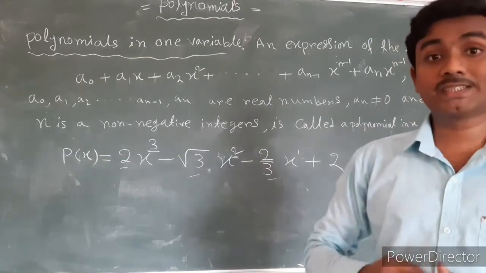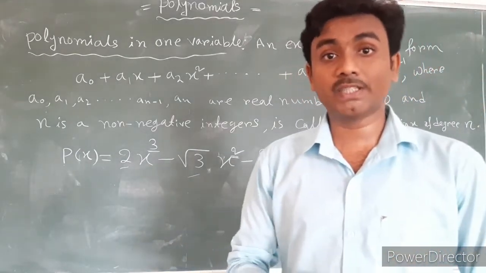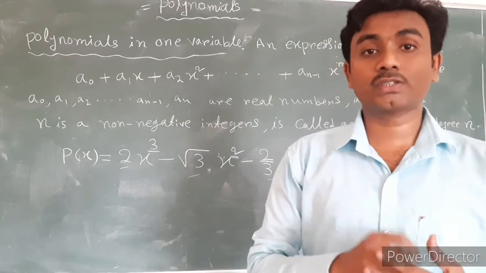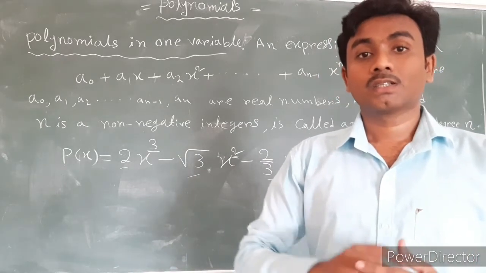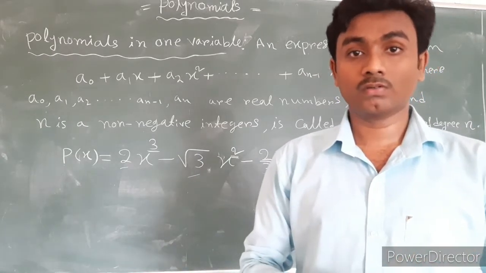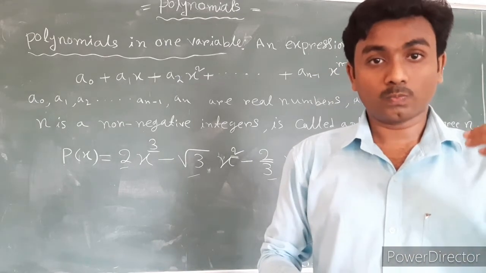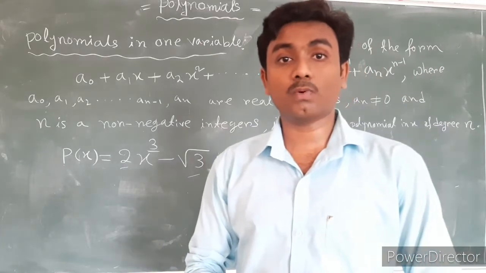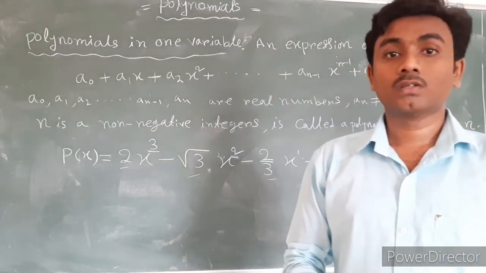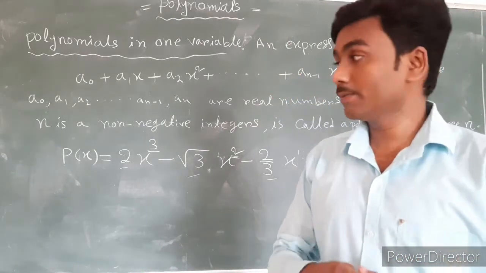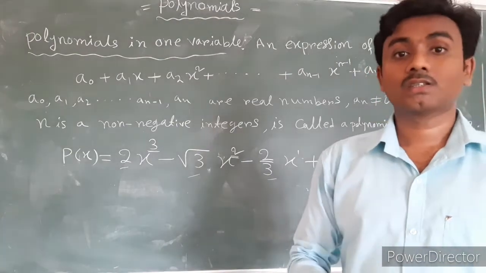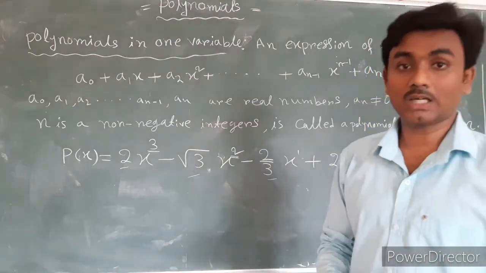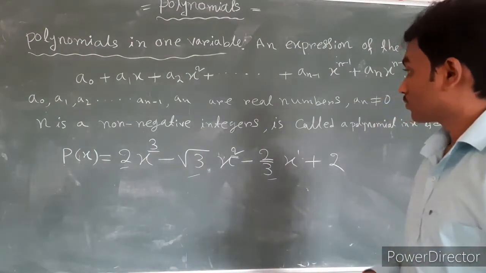So when we check whether the given algebraic expression is a polynomial or not, first notice whether the power of the variable is a non-negative integer or not. If the powers of all the variables are non-negative integers, then the algebraic expression becomes a polynomial, otherwise not.